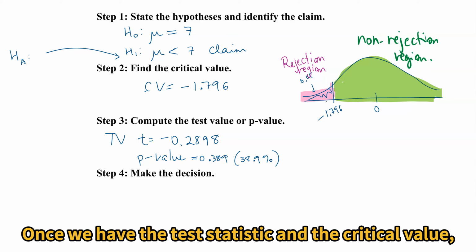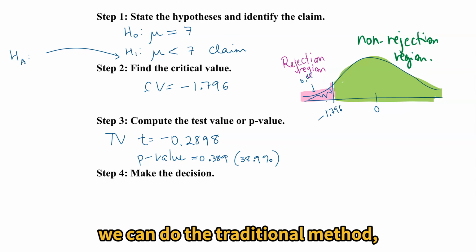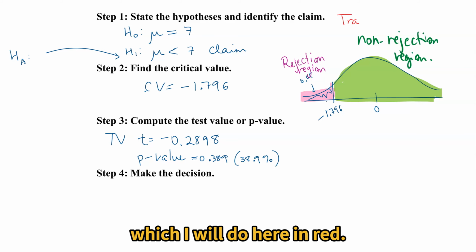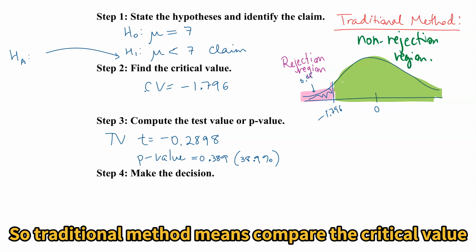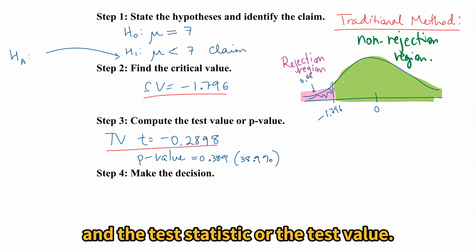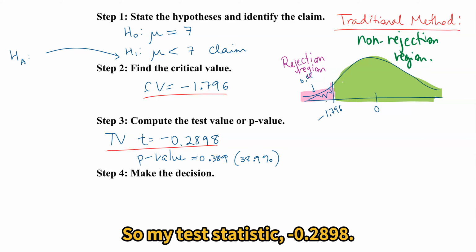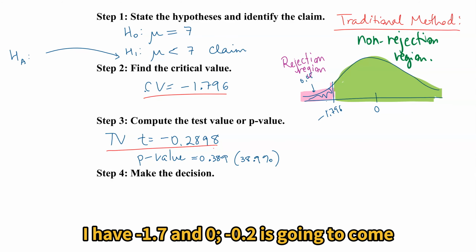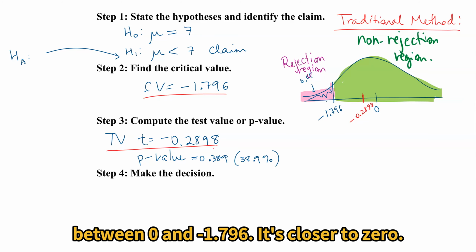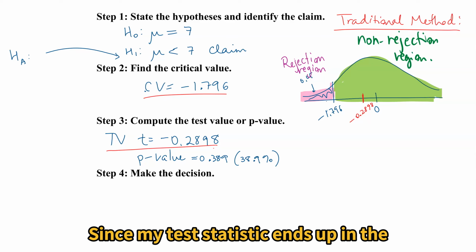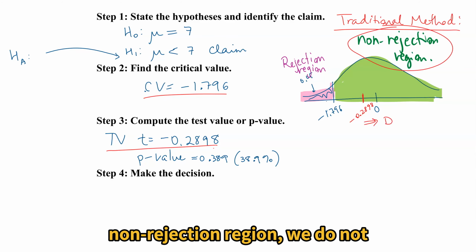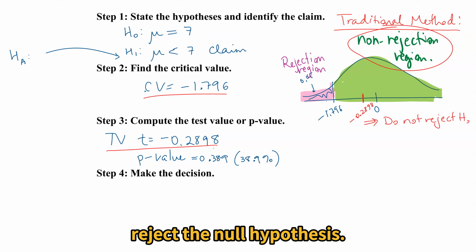Once we have the test statistic and the critical value, we can do the traditional method, which I will do here in red. Traditional method means compare the critical value and the test statistic, or the test value. So my test statistic is negative 0.2898. If I'm on this number line here, I have negative 1.796 and 0. Negative 0.2 is going to come between 0 and negative 1.796. It's closer to 0.